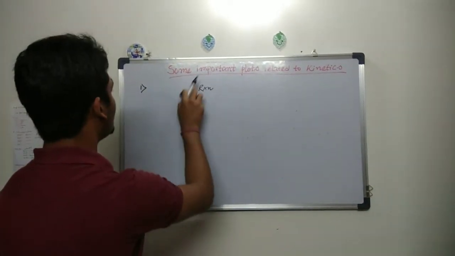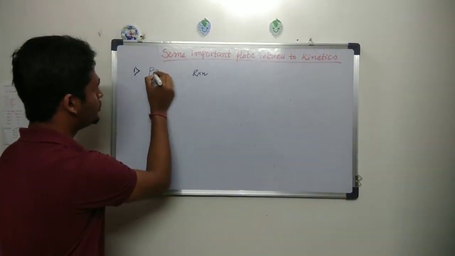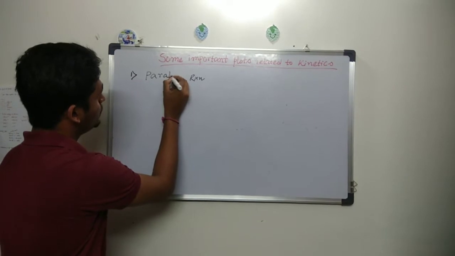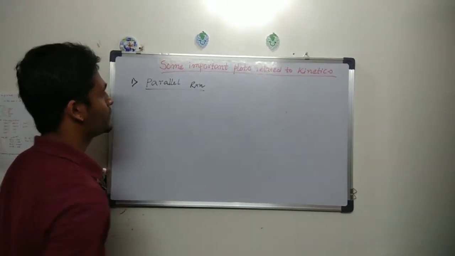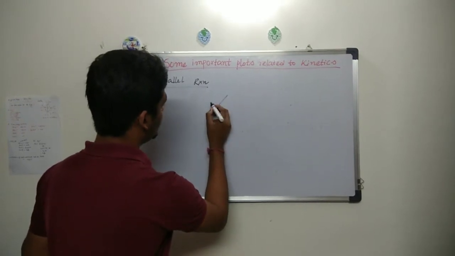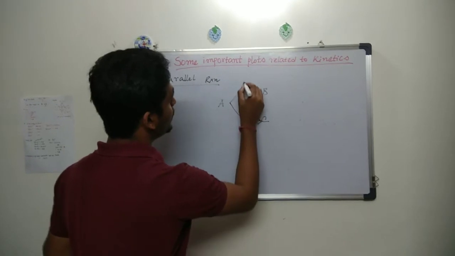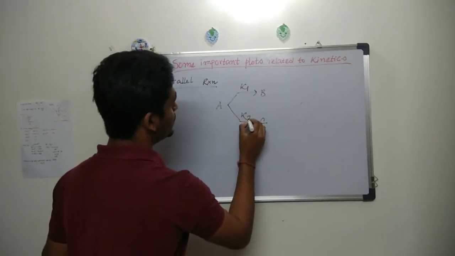Now let's talk about parallel reactions. That is also a very important reaction type in kinetics. In a typical parallel reaction, A will go to B and C, where this is K1 and this is K2.